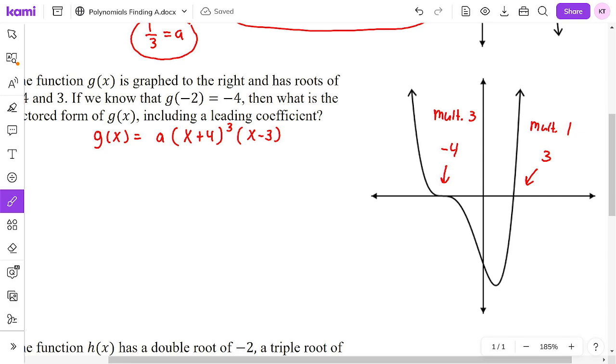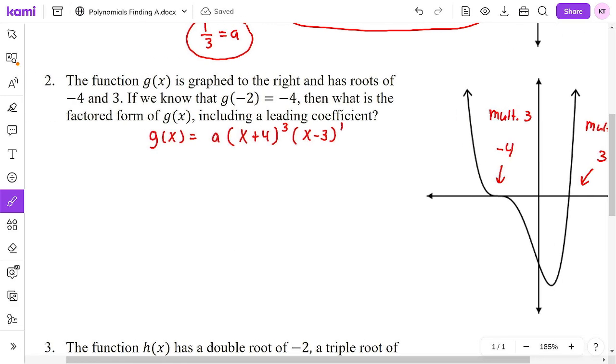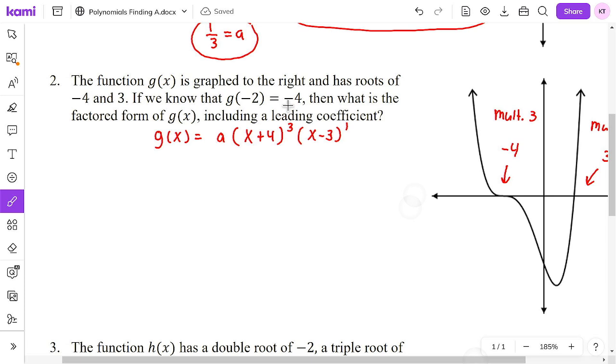And we have a multiplicity of 1. And then again, just like the previous question, we're going to go ahead and plug in our -4, this time for g of x. And then we're going to plug in -2 in for our a. So -2 plus 4 cubed, and then -2 minus 3 to the power of 1.